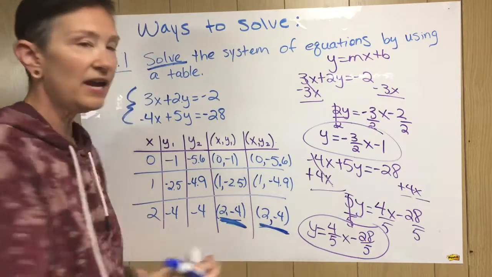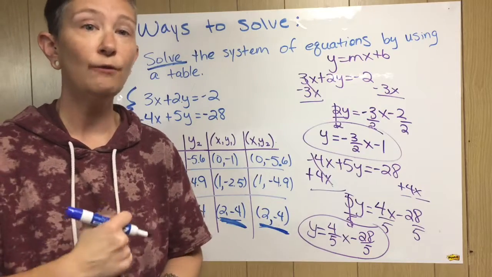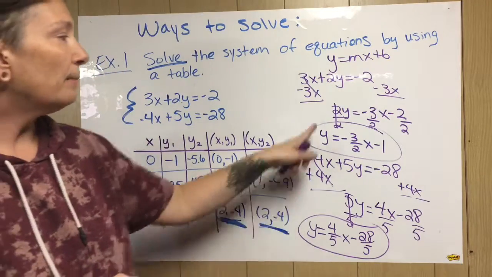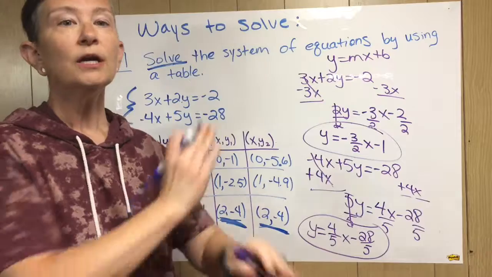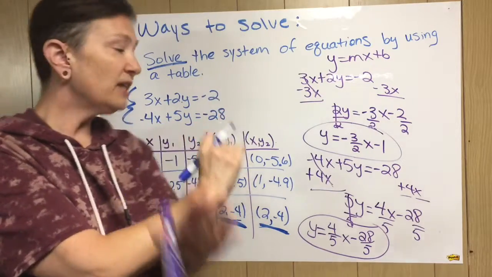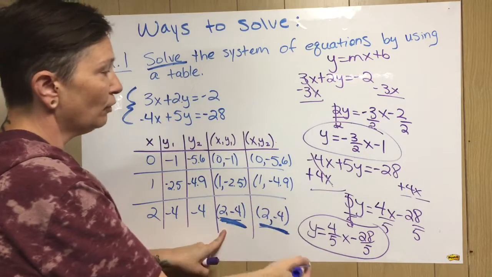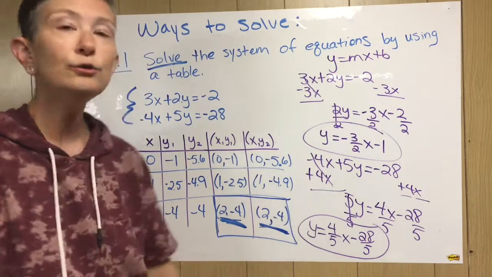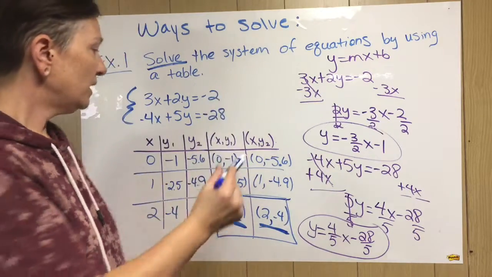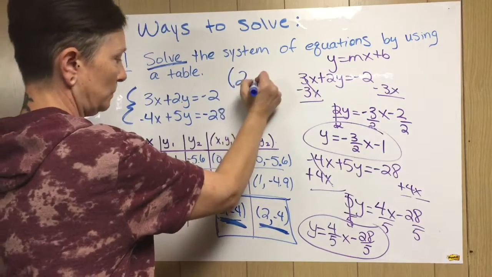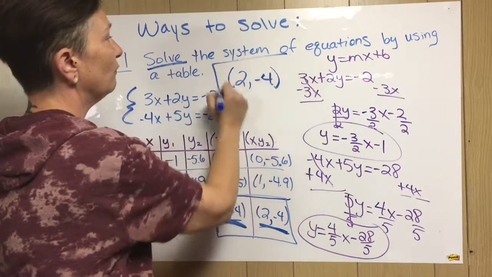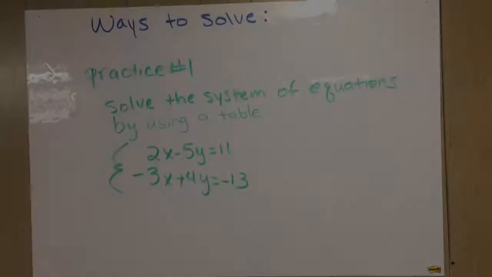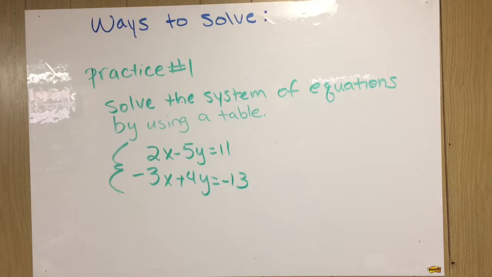Now, to finally answer this problem that says solve the system, when you have two ordered pairs that end up the same, 2, -4 and 2, -4, we have found that both of these lines meet or intersect at the point 2, -4. So to answer our problem, the solution to this system is 2, -4. Now I would like for you to pause the video and in your notes work on practice problem number 1.